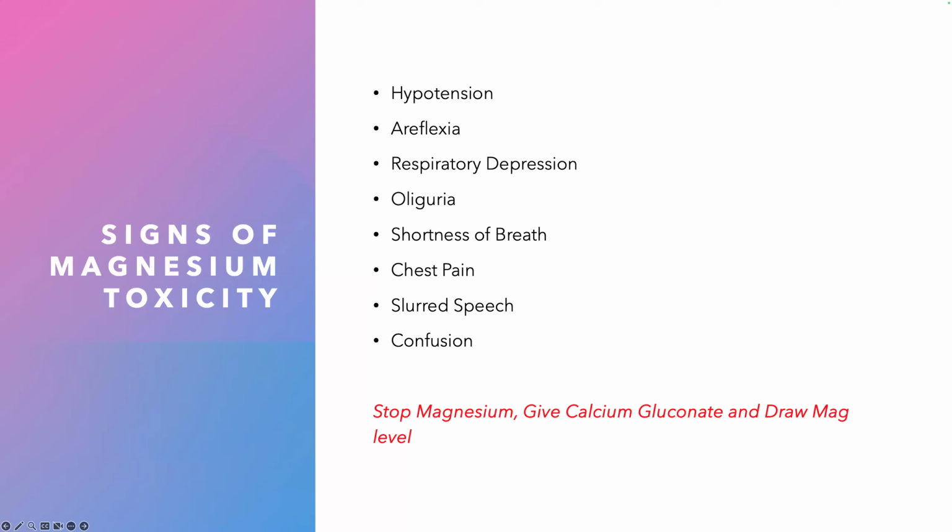So we're checking all these things. We're checking their vital signs, their urine output, their clonus, their reflexes, we're listening to their lungs, we're assessing all of these things. And if we have any concerns of signs for magnesium toxicity, we are stopping their magnesium and we are giving the antidote to magnesium. The antidote is calcium gluconate. We are then also drawing a magnesium level.